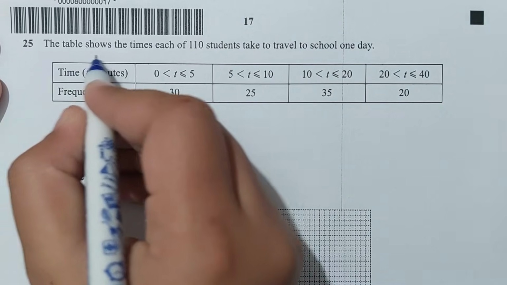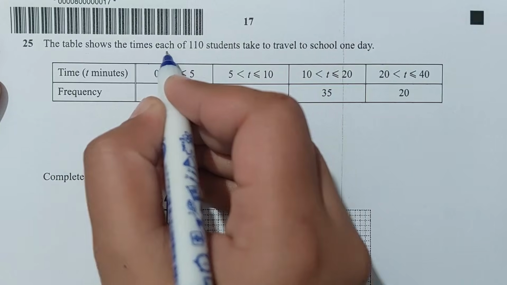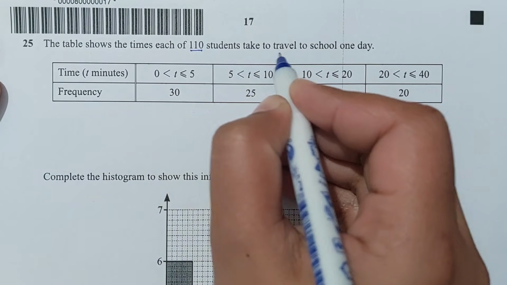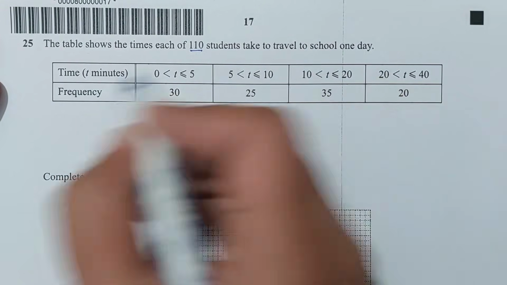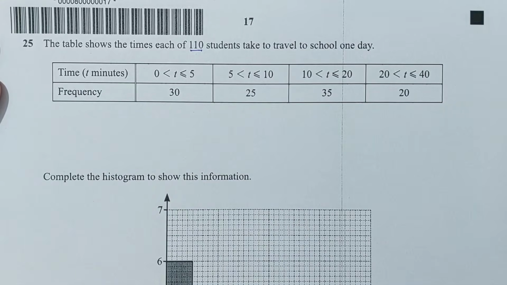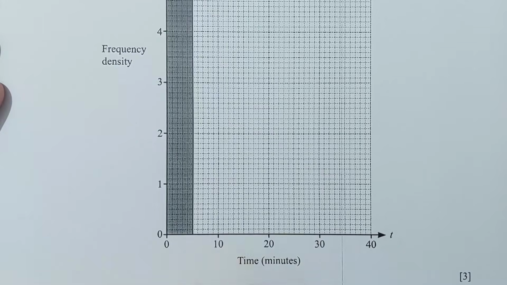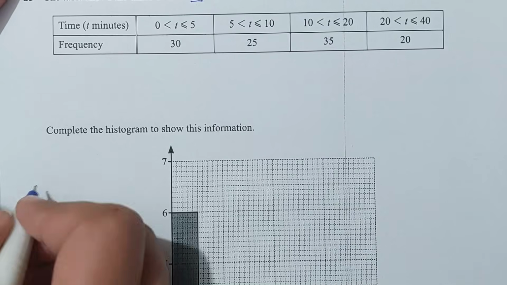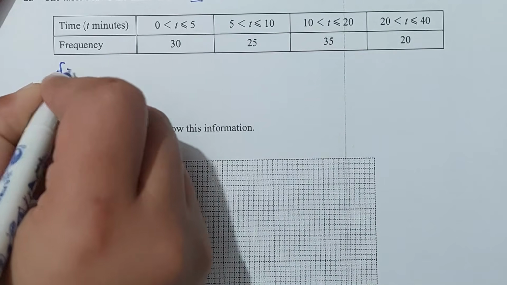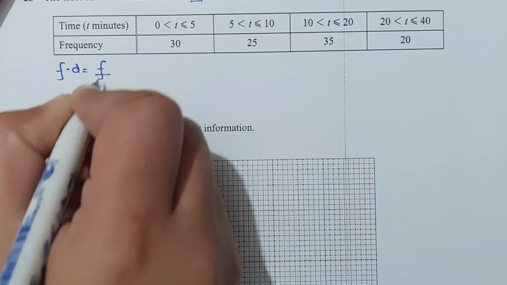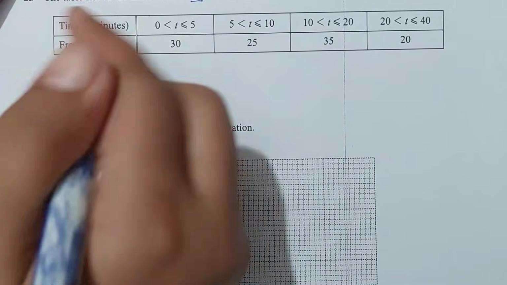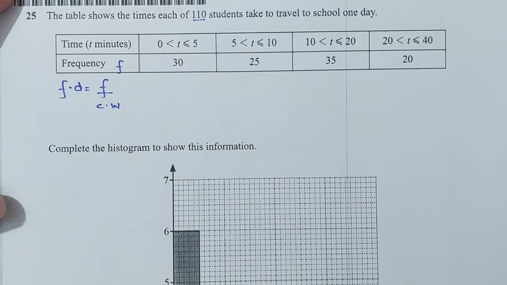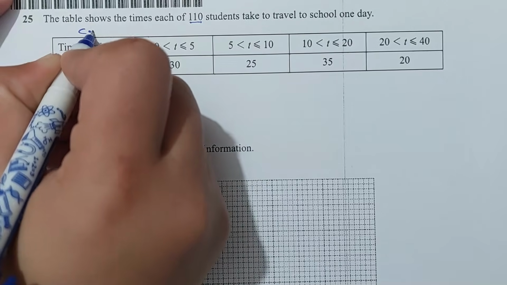Question number 25. The table shows the times each of 110 students take to travel to school one day, the time and the frequency. Complete the histogram to show this information. Okay, for a histogram, we have the time and the frequency densities. Use the formula for frequency density: frequency density is basically frequency over the class width. We have the frequencies, but we don't know the class width. Let me find the class width.